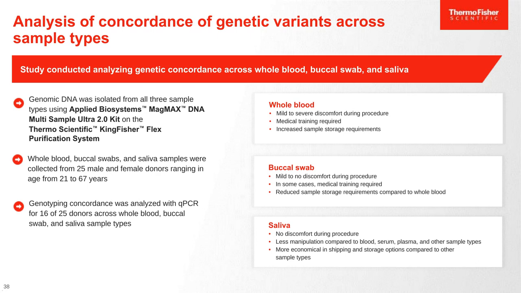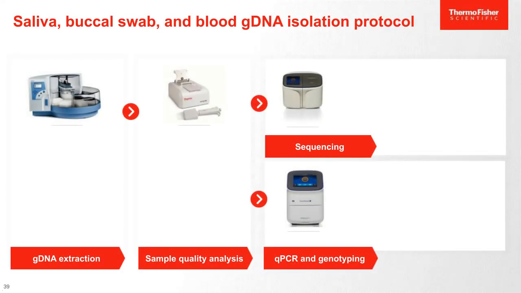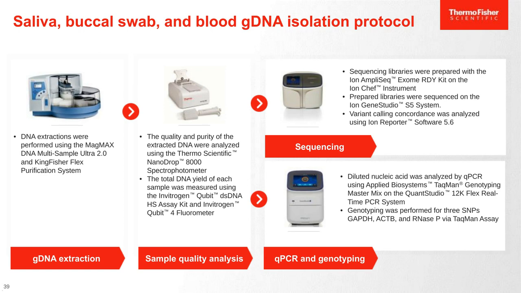So anyway, we collected these 3 matched sample types from 25 donors, ranging in ages, and then performed our extraction workflow and analysis, both for qPCR for genotyping as well as sequencing. And so here you can see we performed the genomic DNA extractions using our Ultra 2.0 kit and our KingFisher Flex. They quantified and checked quality of the DNA using the NanoDrop and the Qubit instruments and kits, and then looked at 2 different types of downstream analysis.